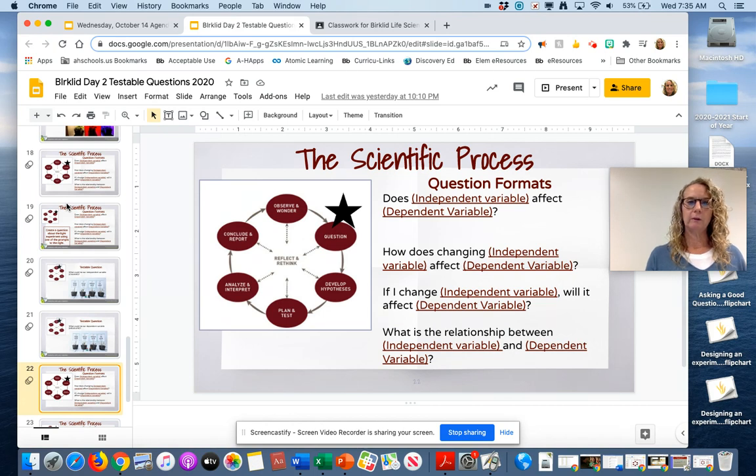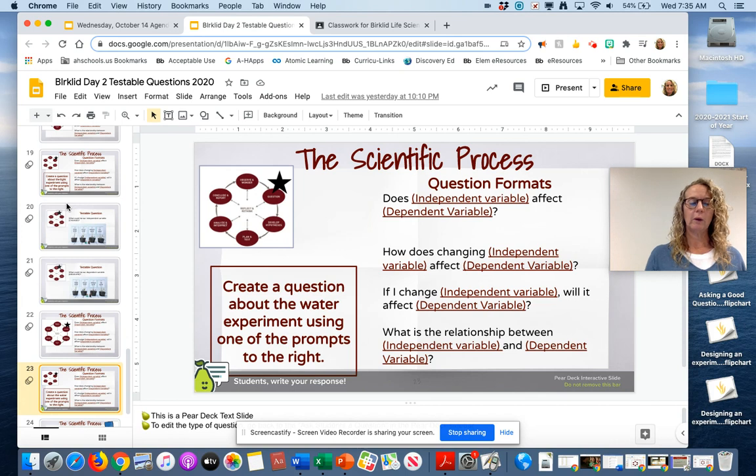So the independent variable, again, is here are question formats. I want you to, again, create a question about the water experiment using one of the prompts to the right. So I'm going to stop and break for a minute so you can at least think about it. Remember, our independent variable was the type of water, and our dependent variable was time to germination. I forgot it.